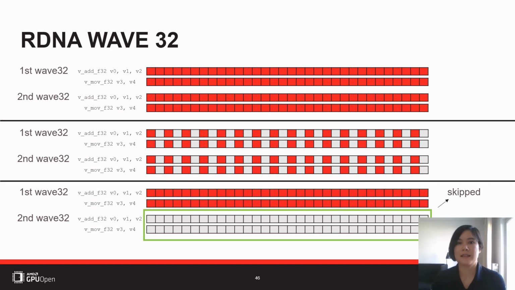Now let's look at RDNA. First, wavefront size 32. So we have the same examples. So first, all threads are active, so we have to issue all of them. Then the second example, only half of the threads are active, but every second thread is inactive. And the last example, the same number of threads is inactive, but now it's the last part of the threads which are inactive and the first part is active.